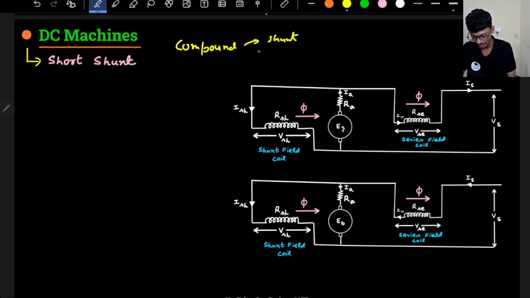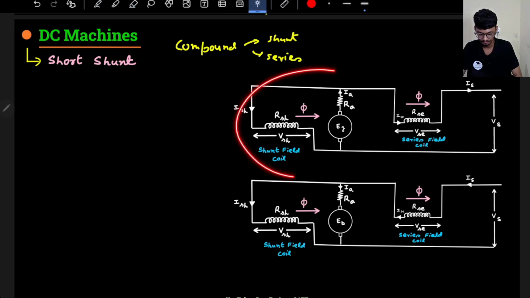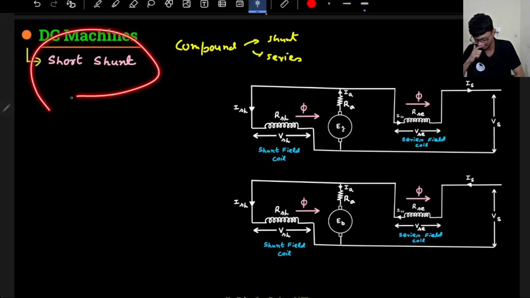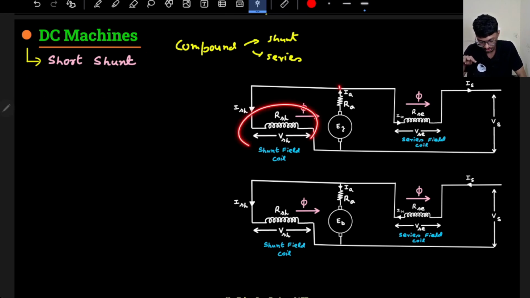Shunt and series. So the field windings will be present both in series with the armature and in parallel with the armature. Now there are two ways in which I can place my shunt and series field windings. One is the short shunt. In the short shunt, the shunt field winding will be connected directly across the armature and the series field winding will be connected outside here.